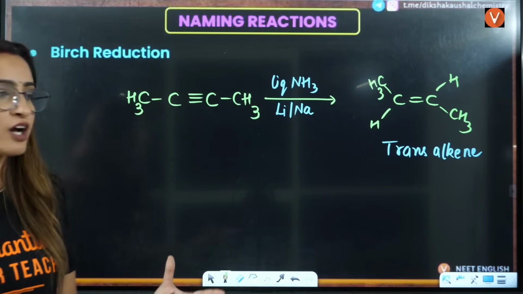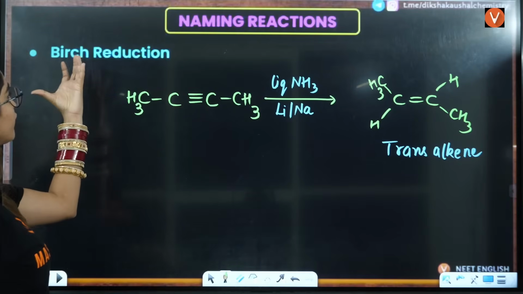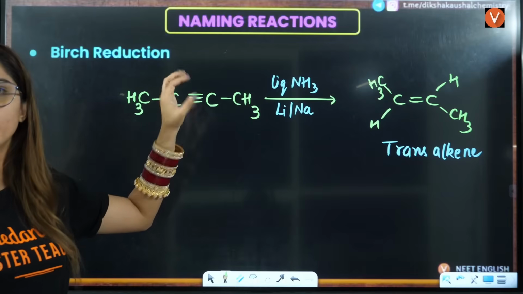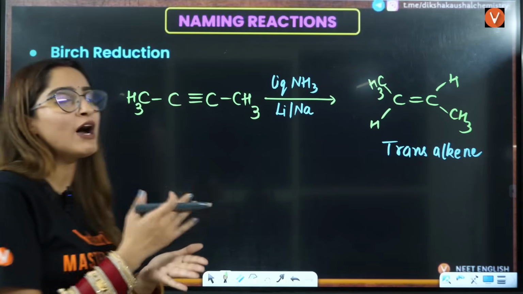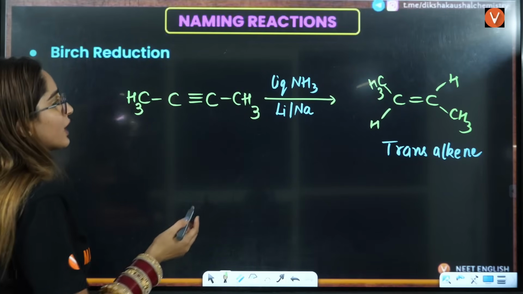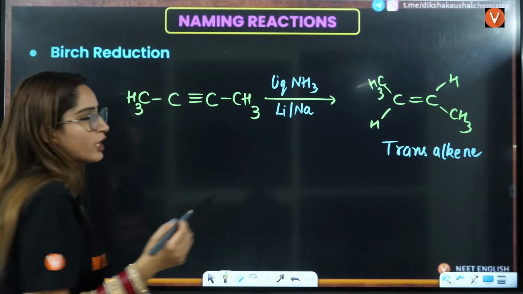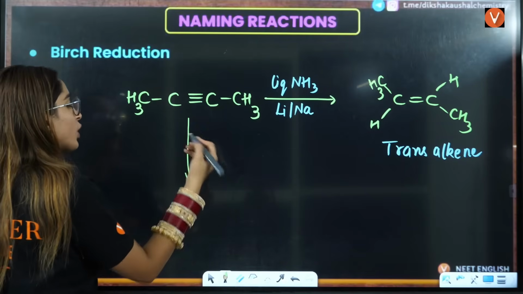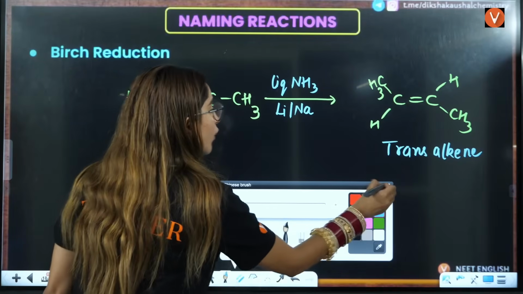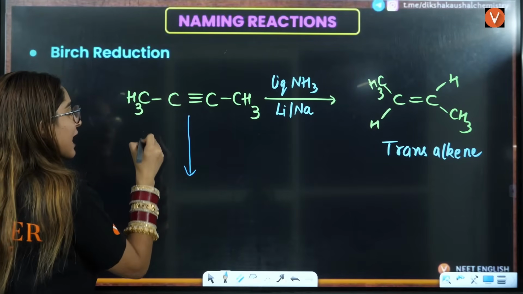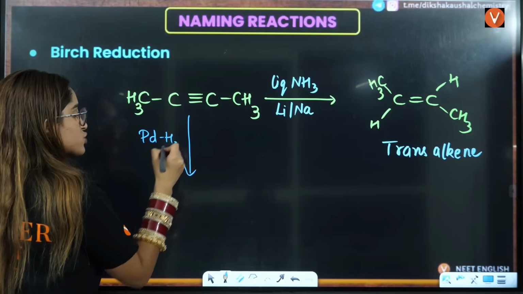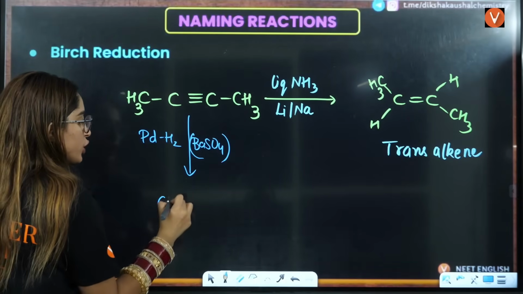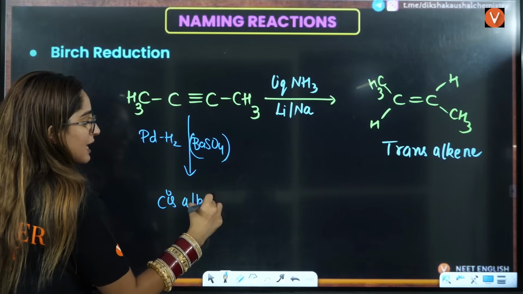Next is Birch reduction. Students, what exactly will we do here? Birch reduction converts an alkyne from a triple bond to a double bond. Basically, one pi bond will break. Here you have liquid ammonia with lithium or sodium, and you will have the formation of trans alkene. But let's say you want to get cis alkene. Then you can use Lindlar's catalyst, that is Pd/H2, in the presence of a poison like BaSO4, and you will have the formation of cis alkene.